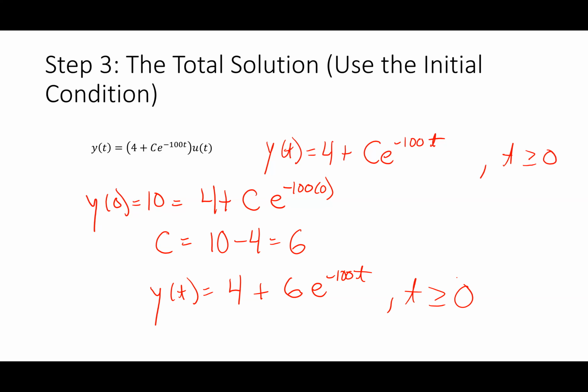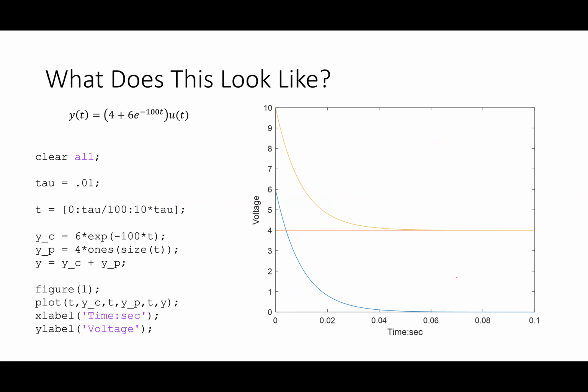So if you look at the way that I have you entering this in MATLAB, it usually ends up with something like this. Okay. I usually ask you to give me y sub c, y sub p, and y, a combination of those two things. In other words, I have you give me the total solution, the particular solution, and the transient solution. Okay. So 6 times exponential negative 100t. That's this guy. This is my transient.